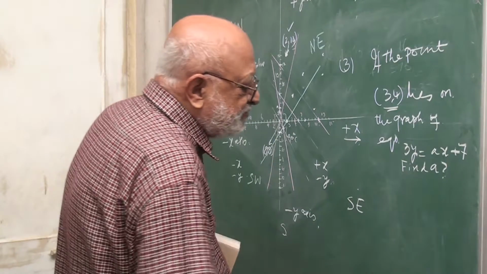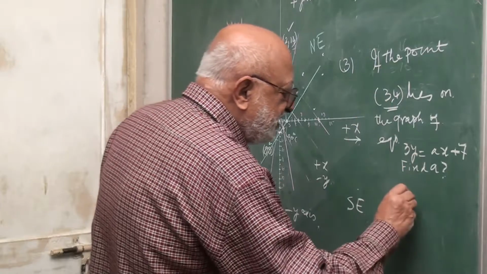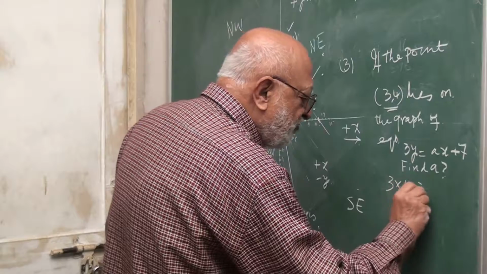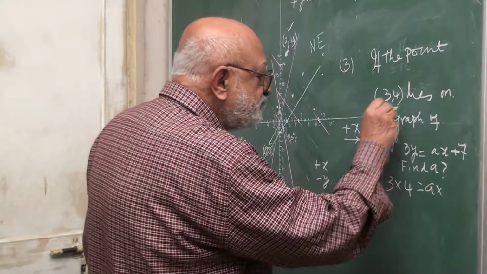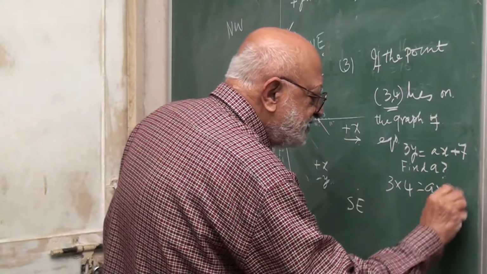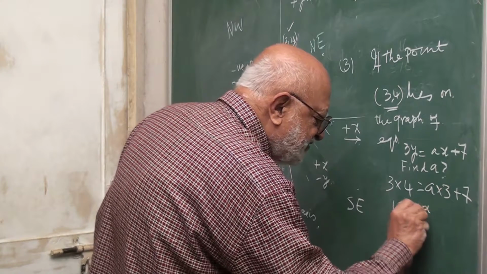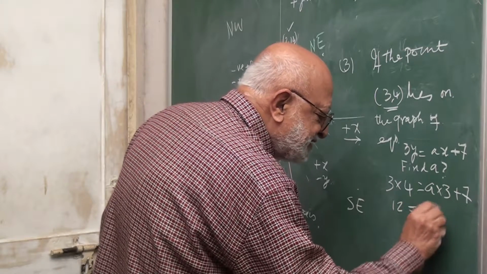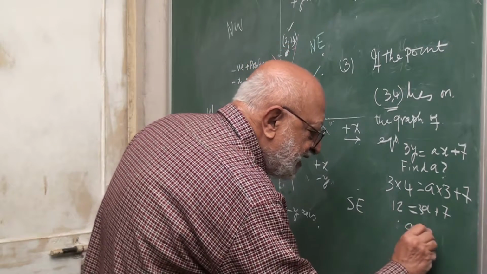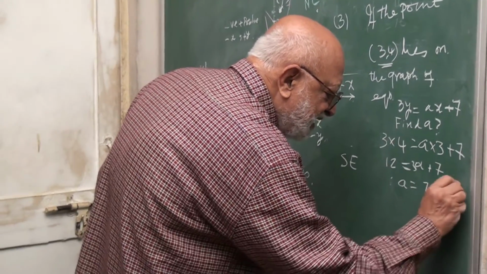So we don't want to waste much time in rearranging all that. We'll directly put x equal to 3, y equal to 4. So 3 into 4 equal to a into 3 plus 7. So this is 12 equal to 3a plus 7. So a will be equal to (12 minus 7) by 3, that is equal to 5 by 3.